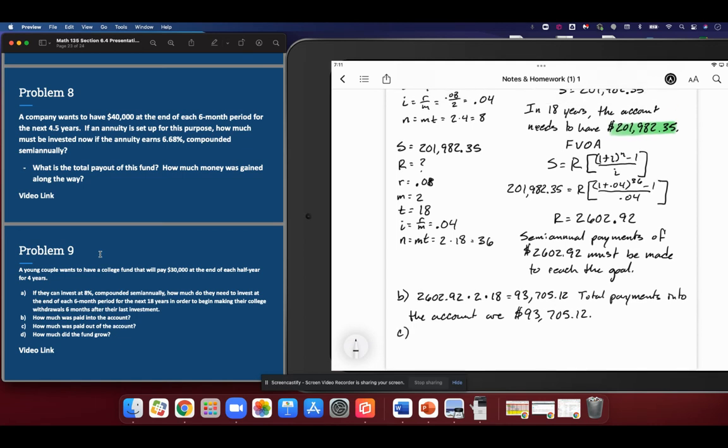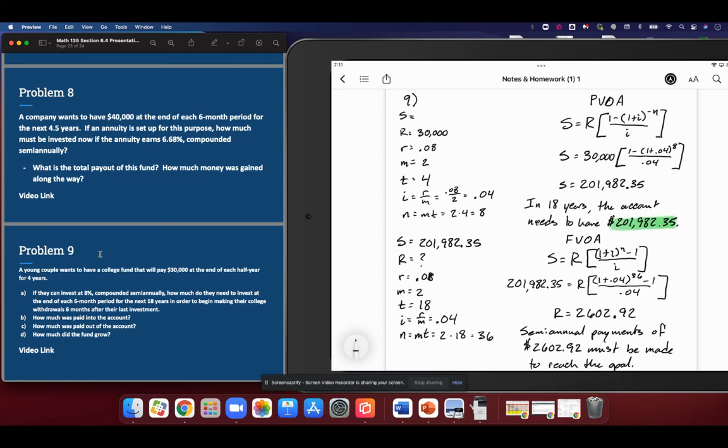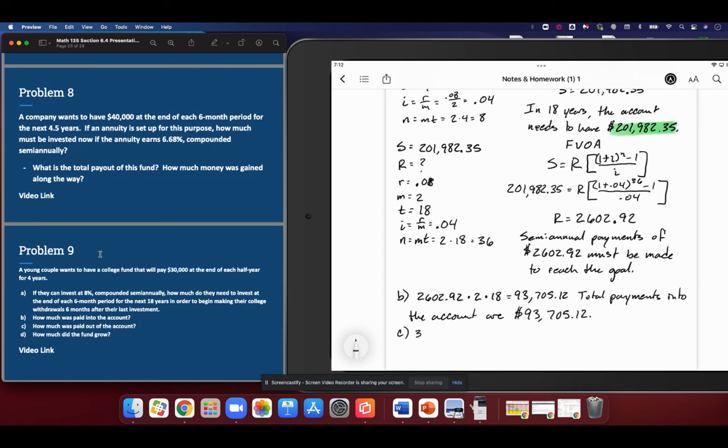Then we look at how much was paid out of the account. And so we are going to collect from this thing $30,000 twice a year for 4 years. And that's going to be equal to $240,000. So the total paid out of the account is $240,000.